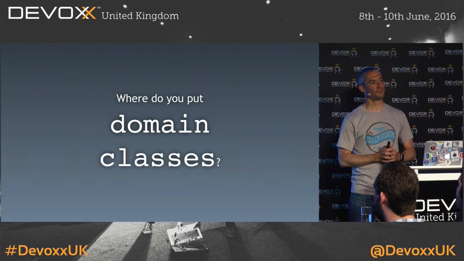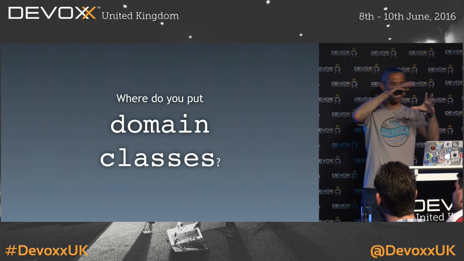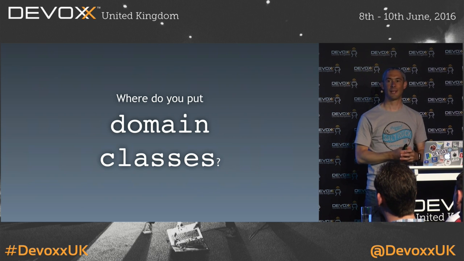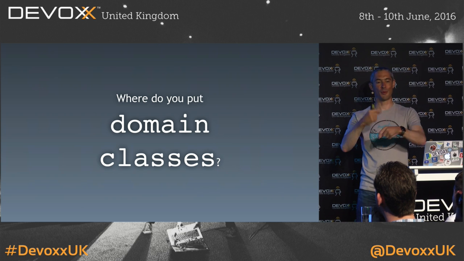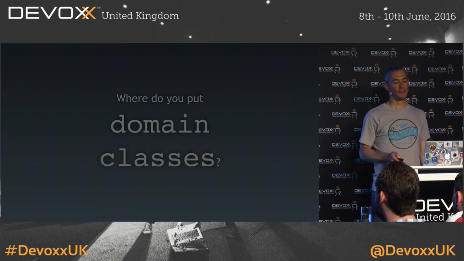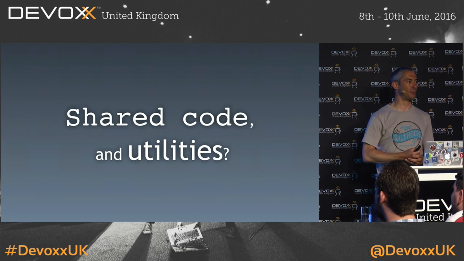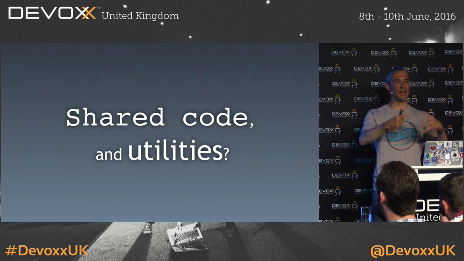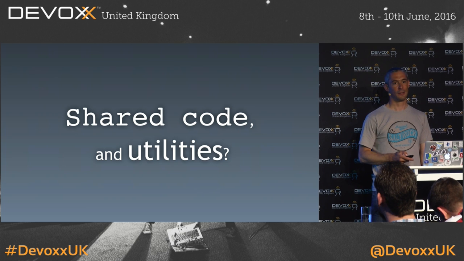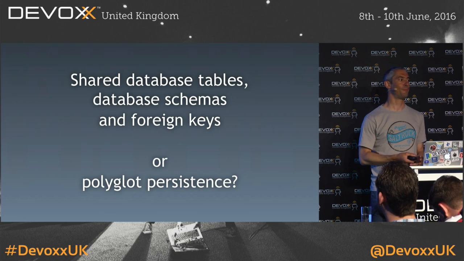Where do you put your domain classes? Do you put your domain classes in your components and modules, or do you have this big bag of other stuff? Again, whether you're doing something like DDD or ports and adapters will take you down a certain route or not. Where do you put shared code and utilities in your monolith? Again, all of these discussions we have or we hear when people are doing microservice architectures too. It also applies to data.